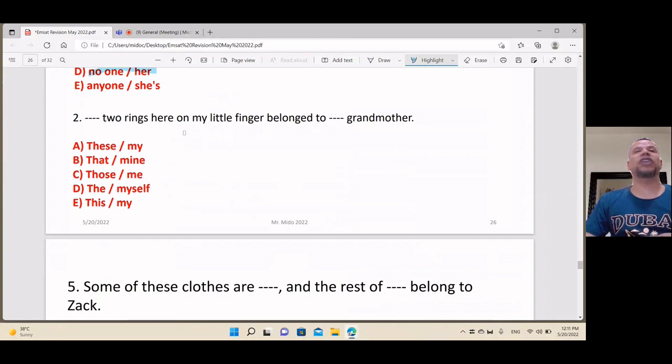Space, 2 rings here on my little finger belong to grandmother. Rings is a noun, so I use these or those. Okay, what about the next? Let's see. So these or those 2 rings here on my little finger belong to my grandmother. So the correct answer is A. These 2 rings here on my little finger belong to my grandmother.